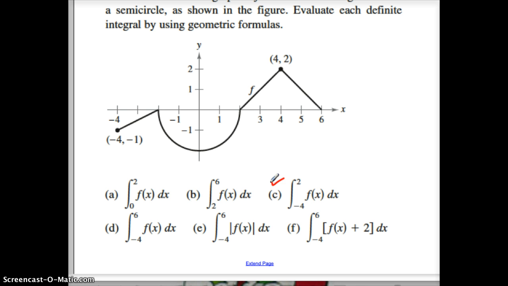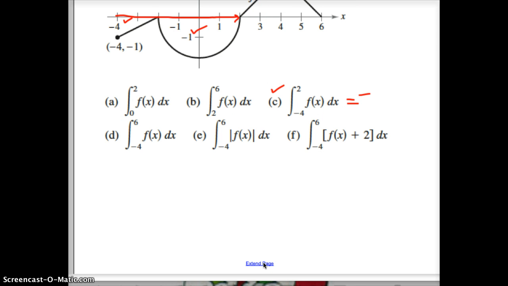So for part C, we'd be integrating from negative 4 all the way to 2, and that's all below the x-axis. So what that tells me is it would be negative. And then I would just find the area of the triangle, 1/2 base times height, plus the area of the semicircle, which would be pi r squared divided by 2. They are both negative, so my answer would be adding those up and then saying it's the opposite. I'm not going to complete that. I'd like to go discuss letter E.